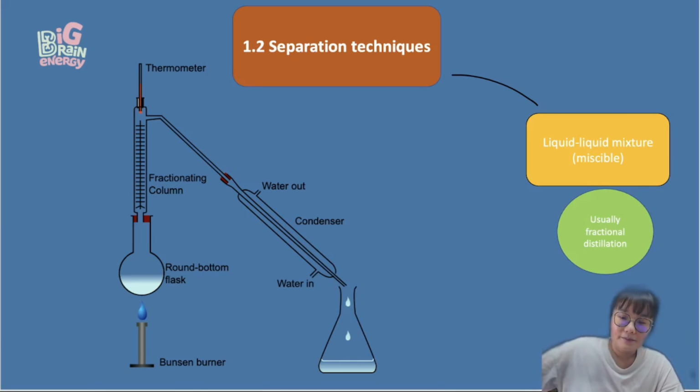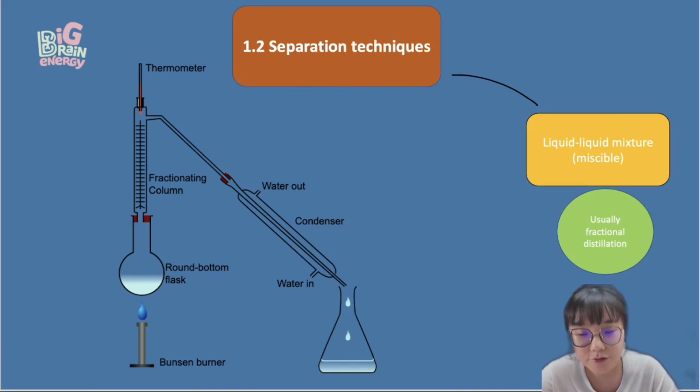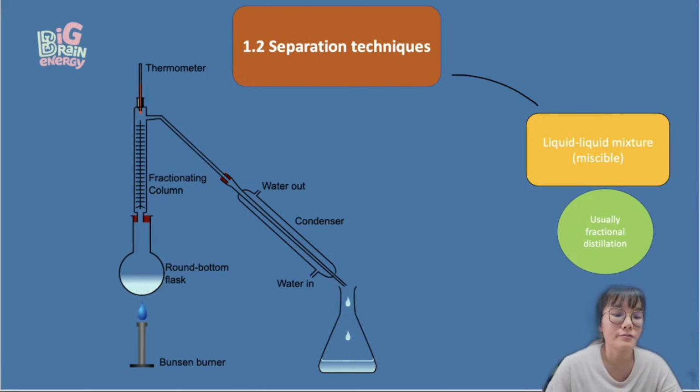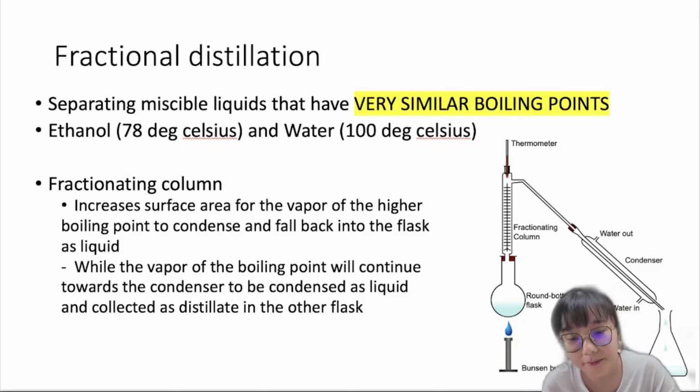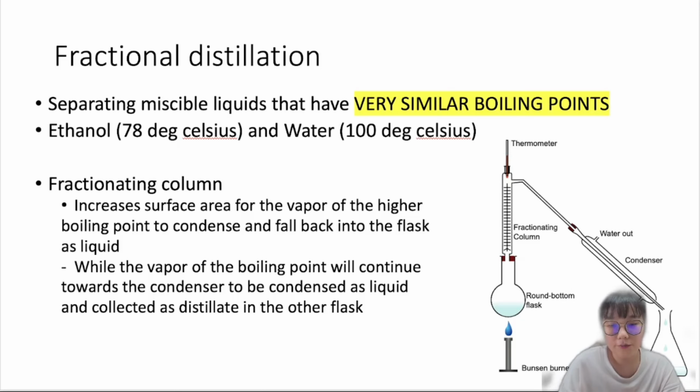Now let's come to the last part, where we talk about liquid-liquid miscible mixtures. To separate this mixture, we usually just use fractional distillation. You might see that it is similar to your simple distillation, with the extra portion of a fractionating column over here. Fractional distillation is used to separate miscible liquids that have very similar boiling points, for example, ethanol and water, which only differ by 22 degrees Celsius in their boiling points.